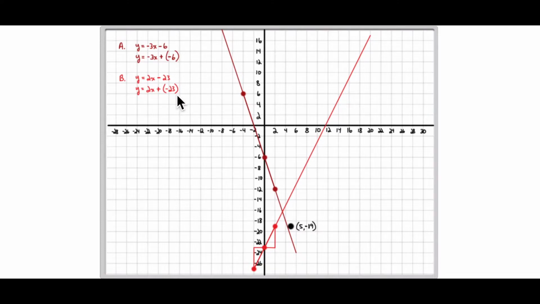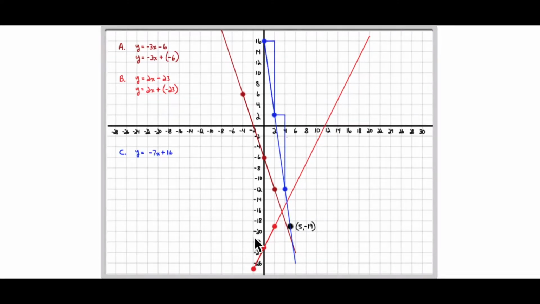For B, it's the same thing. The y-intercept is -23, and so for every unit along the x-axis, you go up 2. So if you go over 2 units, you go up 4. If you go to the left 2 units, that's a -2, and it would be a -4. C, same idea. Go to the y-intercept, which is way up here. -7 units for the slope. So that's -14 every 2 units, -14, 2 units, -14.